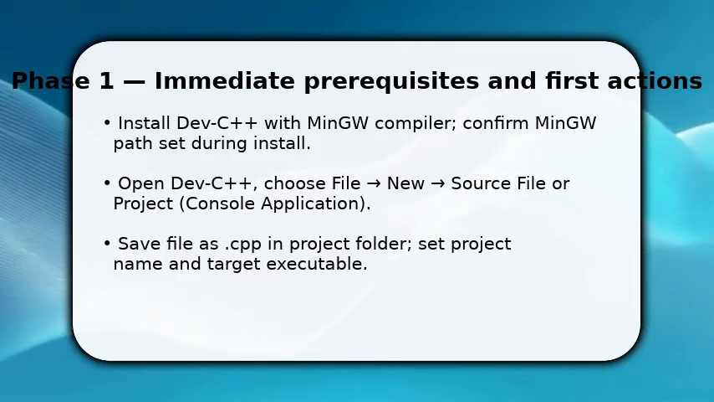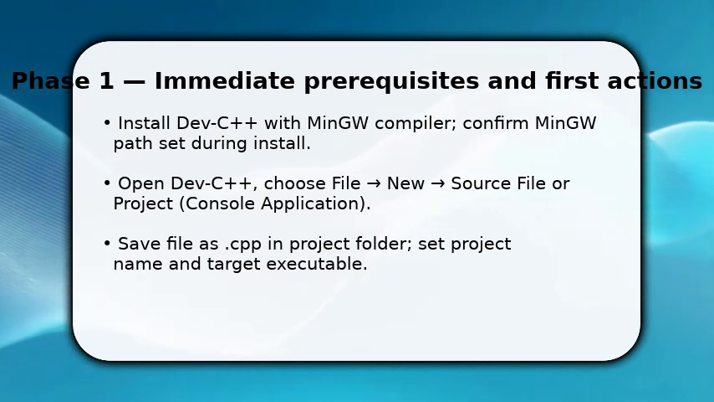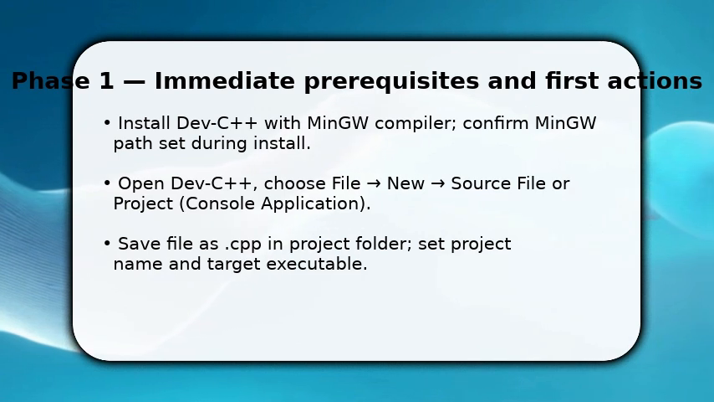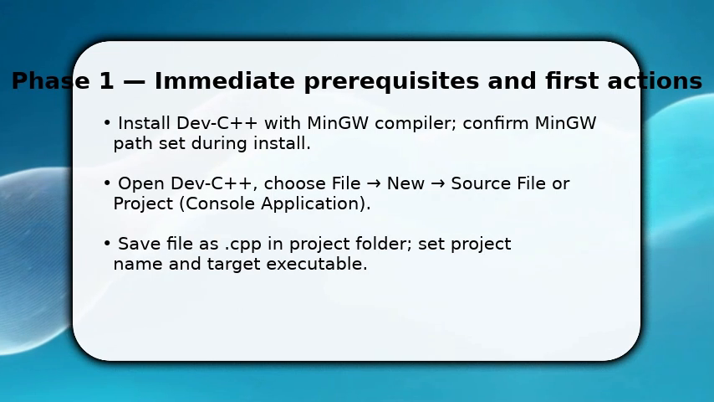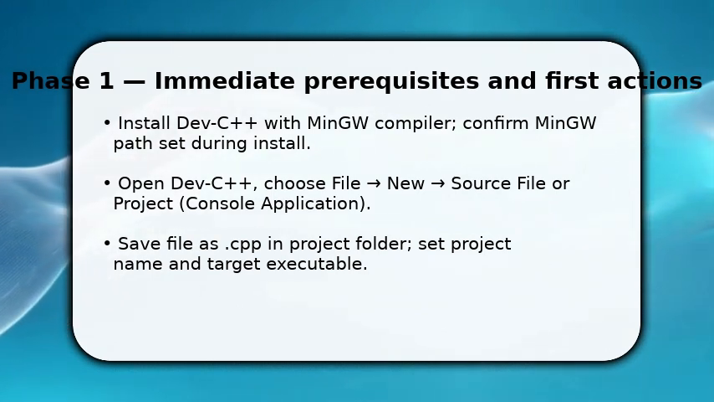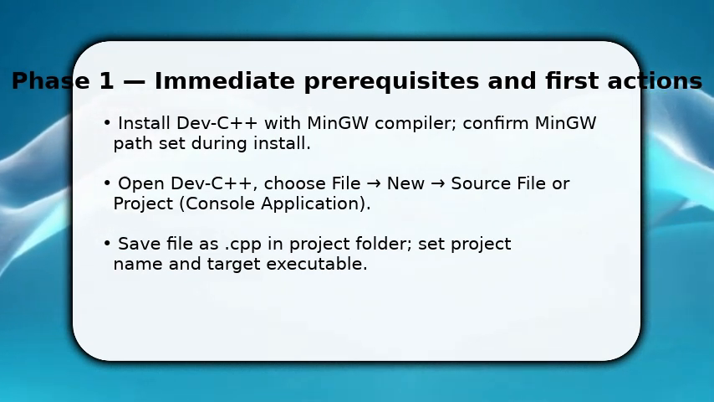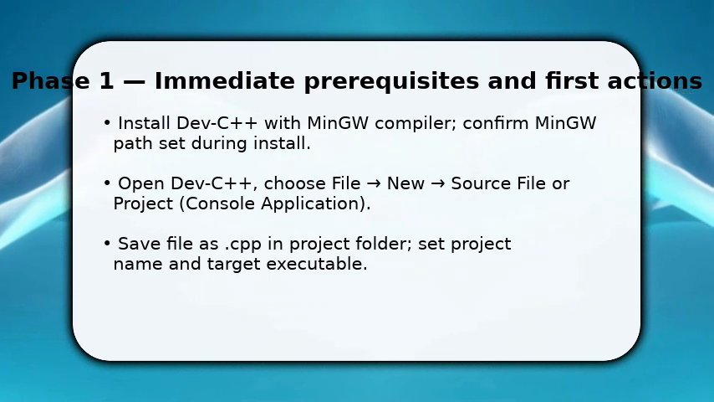You begin by making sure Dev C++ includes MinGW. This is the compiler that does the work. Once done, open Dev C++ and create a new source file or a console project so you get a project structure. Save the file as .cpp inside the project folder and name the project clearly. This ensures the compiler and linker target the correct output. Make sure the MinGW path was selected during install. Otherwise, set it now in Tools or Environment options so compilation can proceed.